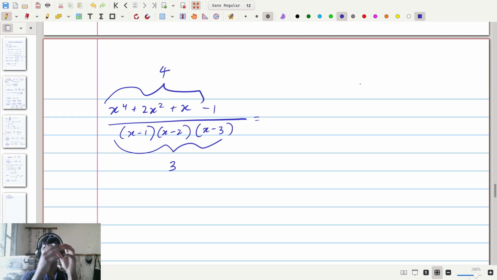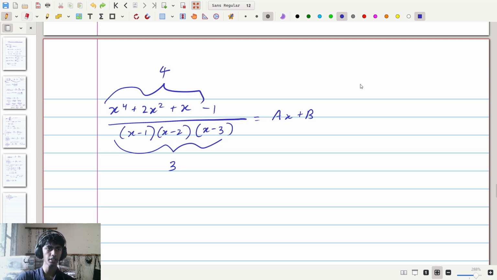So that means on top we have order 4, on bottom we have order 3, which means that if we have a whole part here, it would have to be order 4 minus 3, or order 1. If it's order 1, it is of the form ax plus b. And then we have the partial fraction parts of this thing.